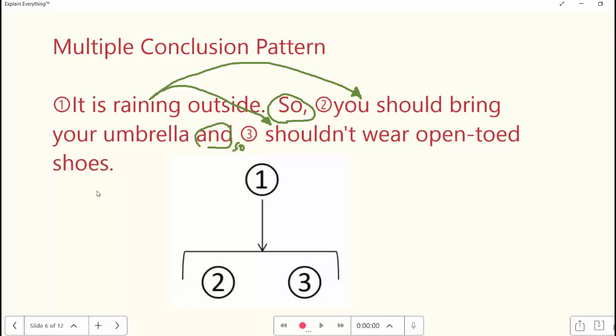So the way that we represent when the truth of one statement is supposed to suggest more than just one statement to be true, we give this little bracket here and put the inferences or the statements that are supposed to follow, that are supposed to be suggested true because of the statement up here. So in this case, that would be 2 and 3.